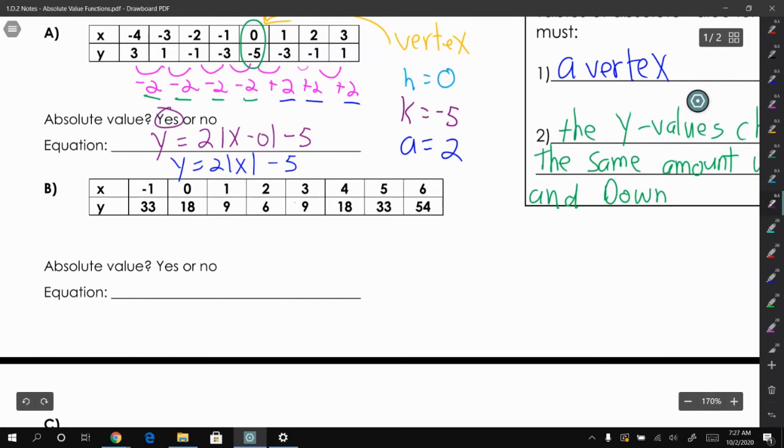Okay, the next one. If we go from 33 down to 18, that is subtracting 15. Then 18 down to 9, we're subtracting 9. Then subtracting 3 and plus 3. So you're seeing that this number is not the same: -15, -9, -3, plus 3. So this is not an absolute value function.